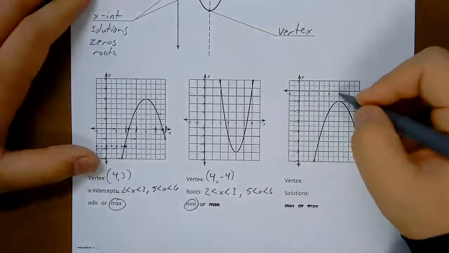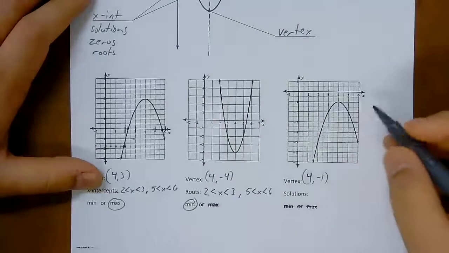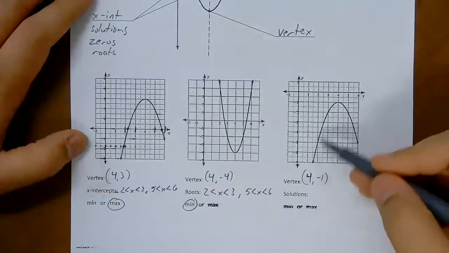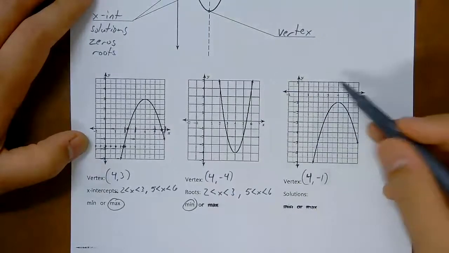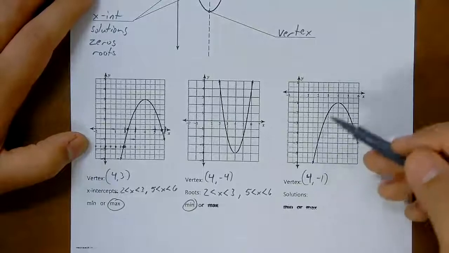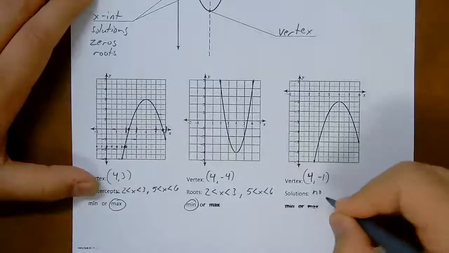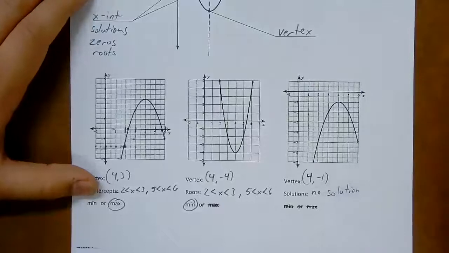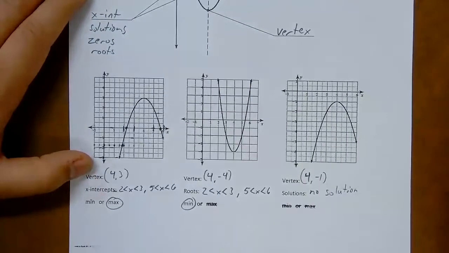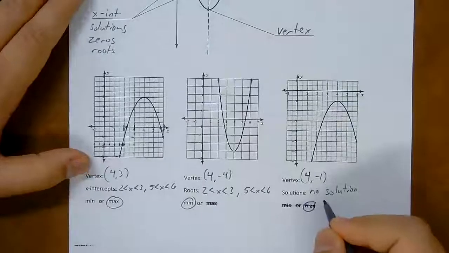Let's see, our vertex is 4, -1. Our solutions, okay. So our solutions. Does our parabola cross the x-axis? No, okay. Because there's no x-intercept, there is no solution. No solution. It's possible to have no solution, okay? That's because it doesn't cross the x-axis. And this one does have an absolute highest point, so it is a maximum.